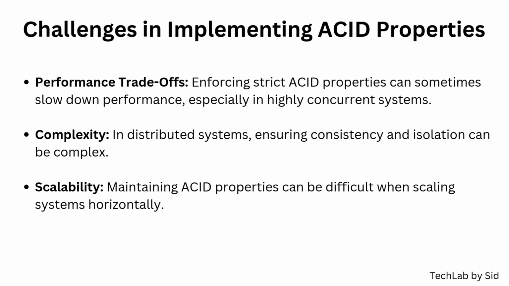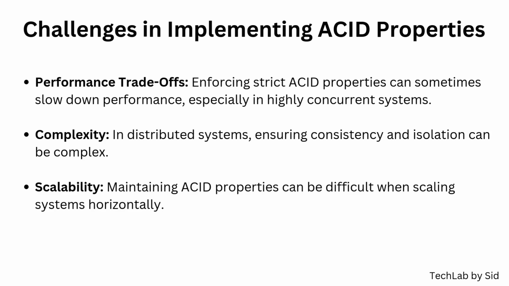While ACID properties are crucial for ensuring database integrity, implementing them can come with challenges. For example, enforcing atomicity and consistency can sometimes result in performance trade-offs, especially in highly concurrent systems. Isolation can lead to issues like deadlocks or transaction blocking when multiple transactions are trying to access the same data simultaneously. And durability can require additional system resources, such as frequent writes to disk, to ensure that changes are permanently stored.